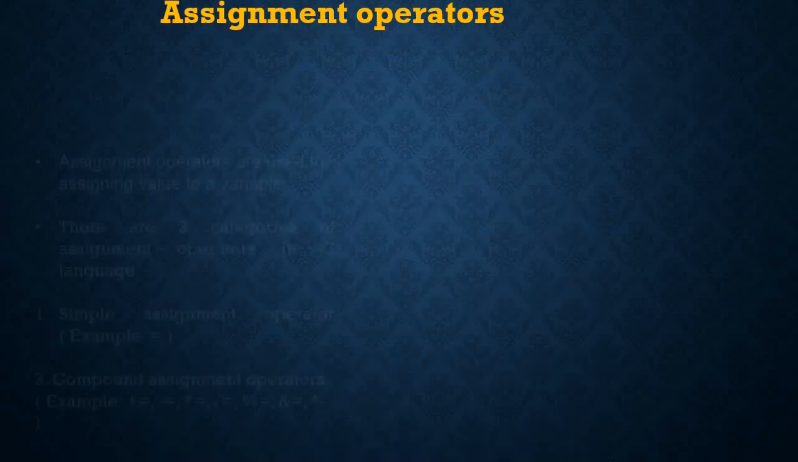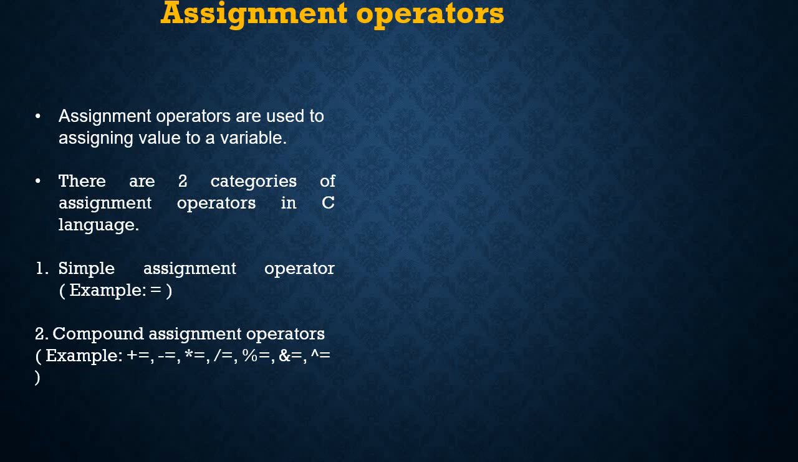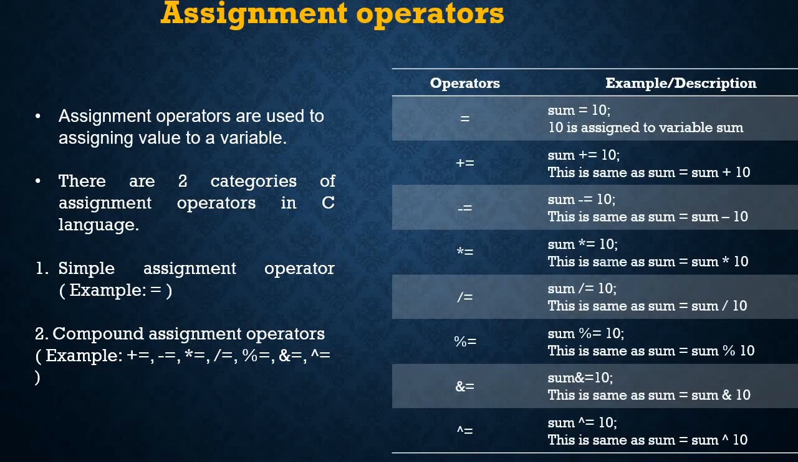Assignment operator. The assignment operator is the one which assigns a value to a variable. There are two categories of assignment operators. The first one is the simple assignment operator, which is normally what we use in mathematics, equal to. The second is compound assignment operators, which are specially available in C programming. So equal to alone is a simple assignment operator.